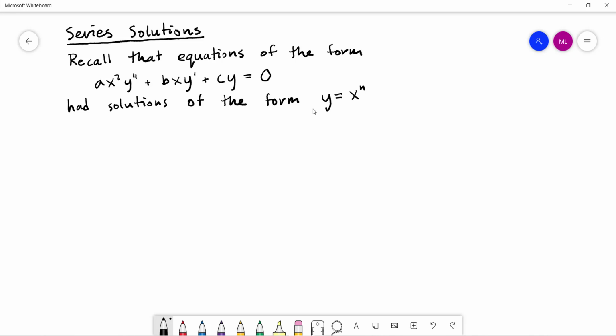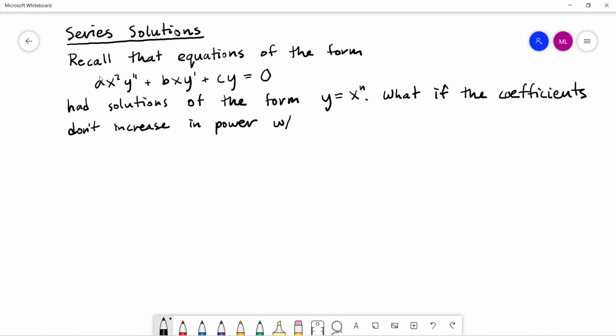I want to take the intuition that we learned from this case and apply it to cases where we don't have this perfect pairing, where as you go to higher and higher derivatives, you also go to higher and higher powers of x. So basically, what if those coefficients were not only not constant, but also didn't follow this pattern of increasing powers of x? What if the coefficients don't increase in power with increasing derivative?